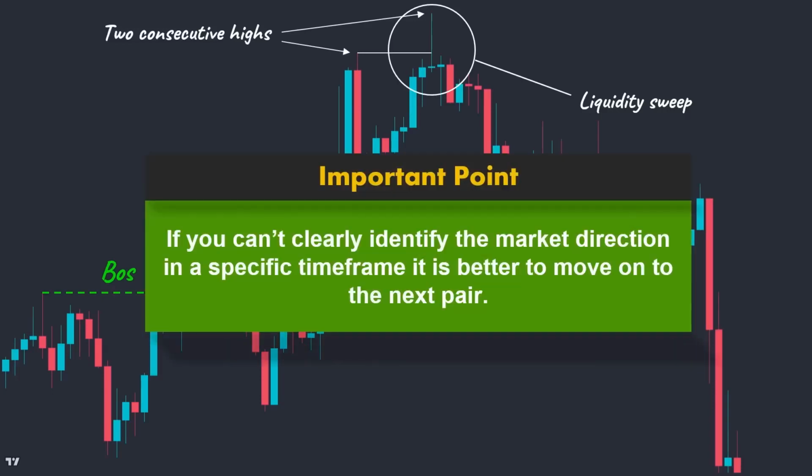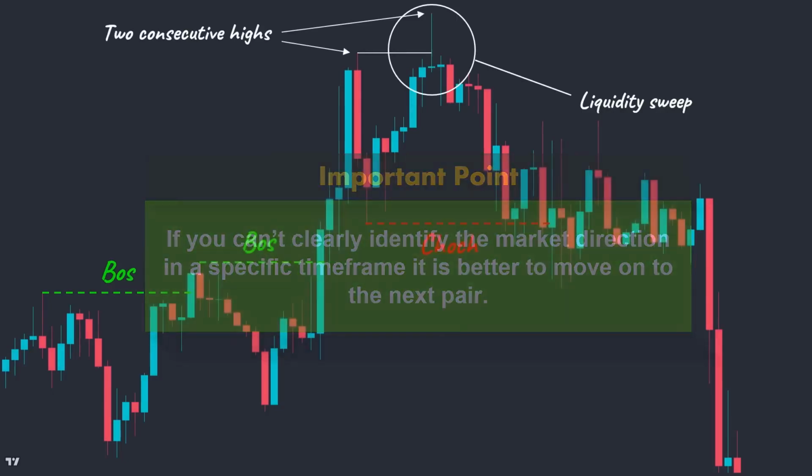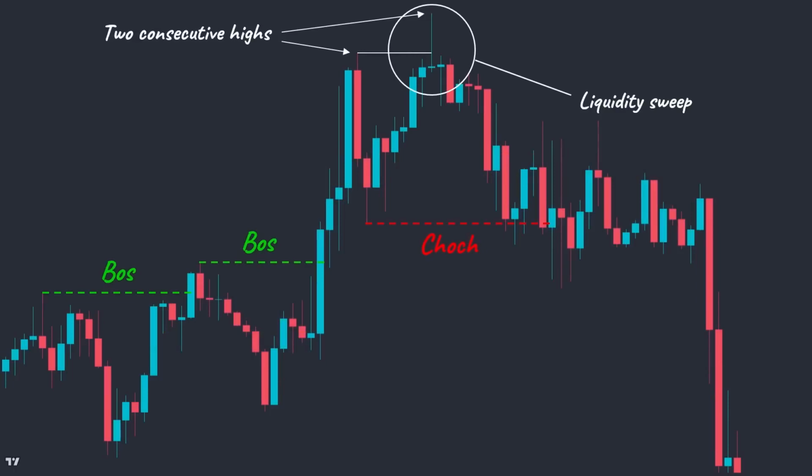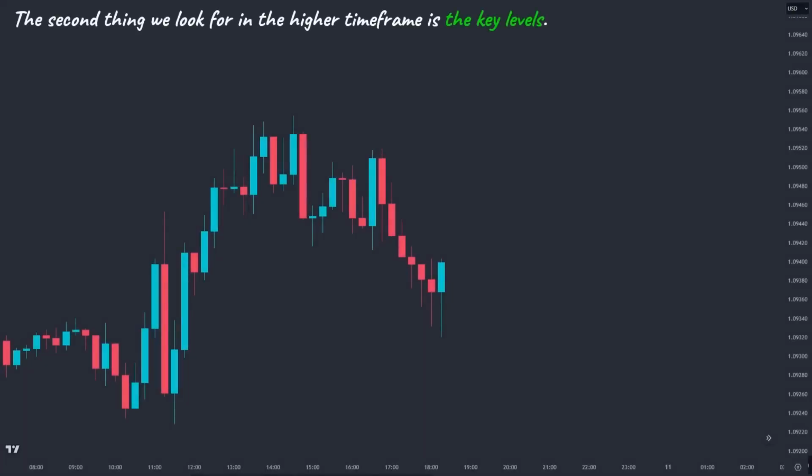Now, remember, if you can't clearly identify the market direction in a specific time frame, it is better to move on to the next pair. Because unclear market direction in a specific time frame increases the risk of making uninformed trading decisions. Moving on to the next pair allows traders to focus on opportunities where the trend is more apparent, promoting better decision-making and risk management. The second thing we look for in the higher time frame is the key levels.